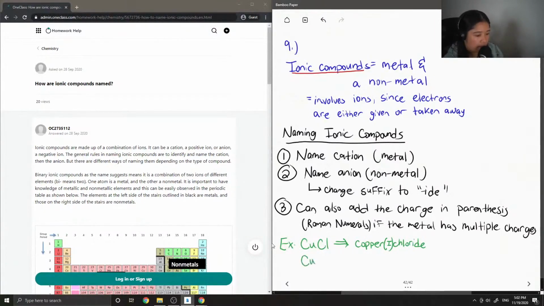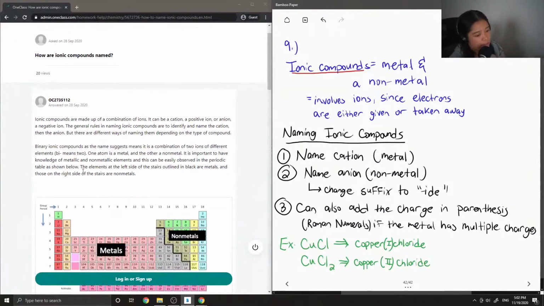So let's say we had CuCl2. We're going to do the same thing we did earlier: copper chloride. But now notice that for this compound, there are 2 chlorines needed to neutralize the copper. So this shows us that the copper has a +2 charge. So the name of this compound is copper(II) chloride.